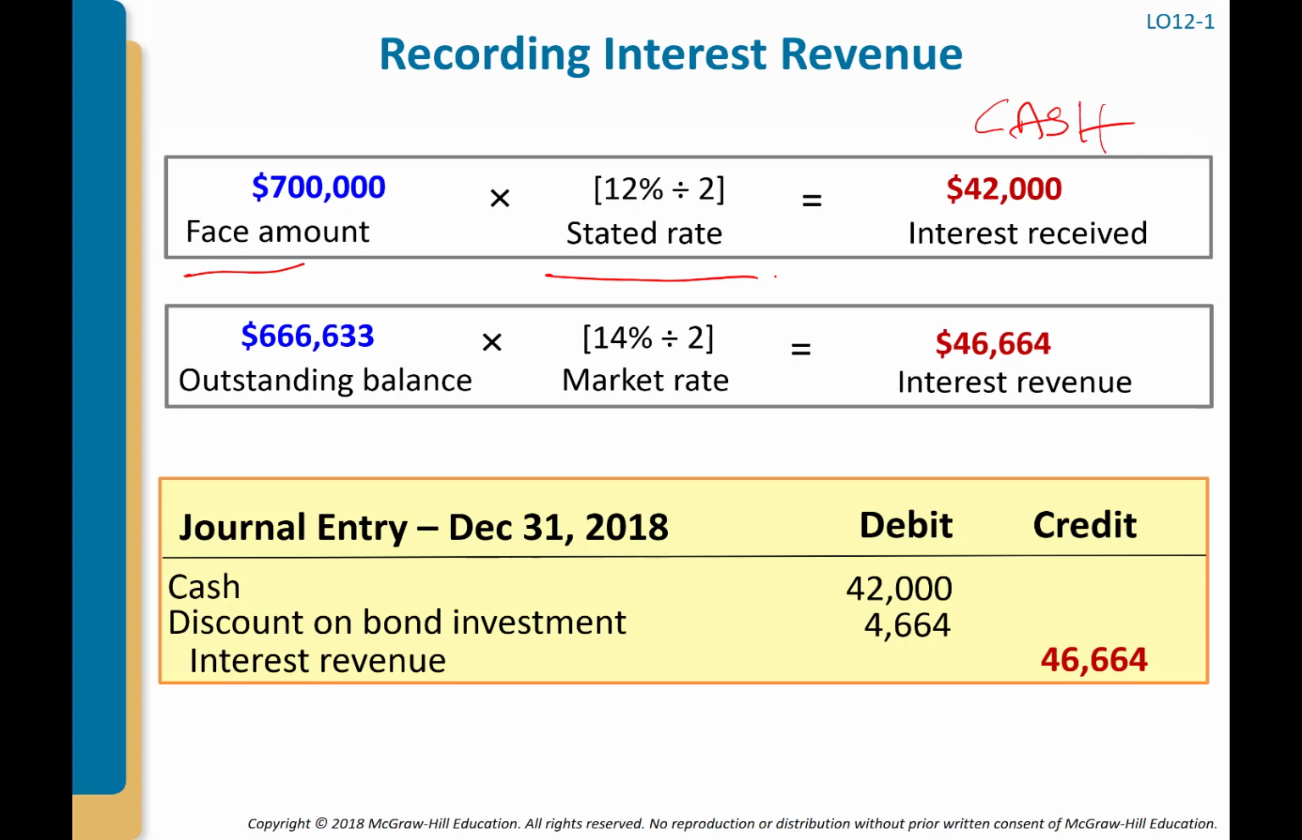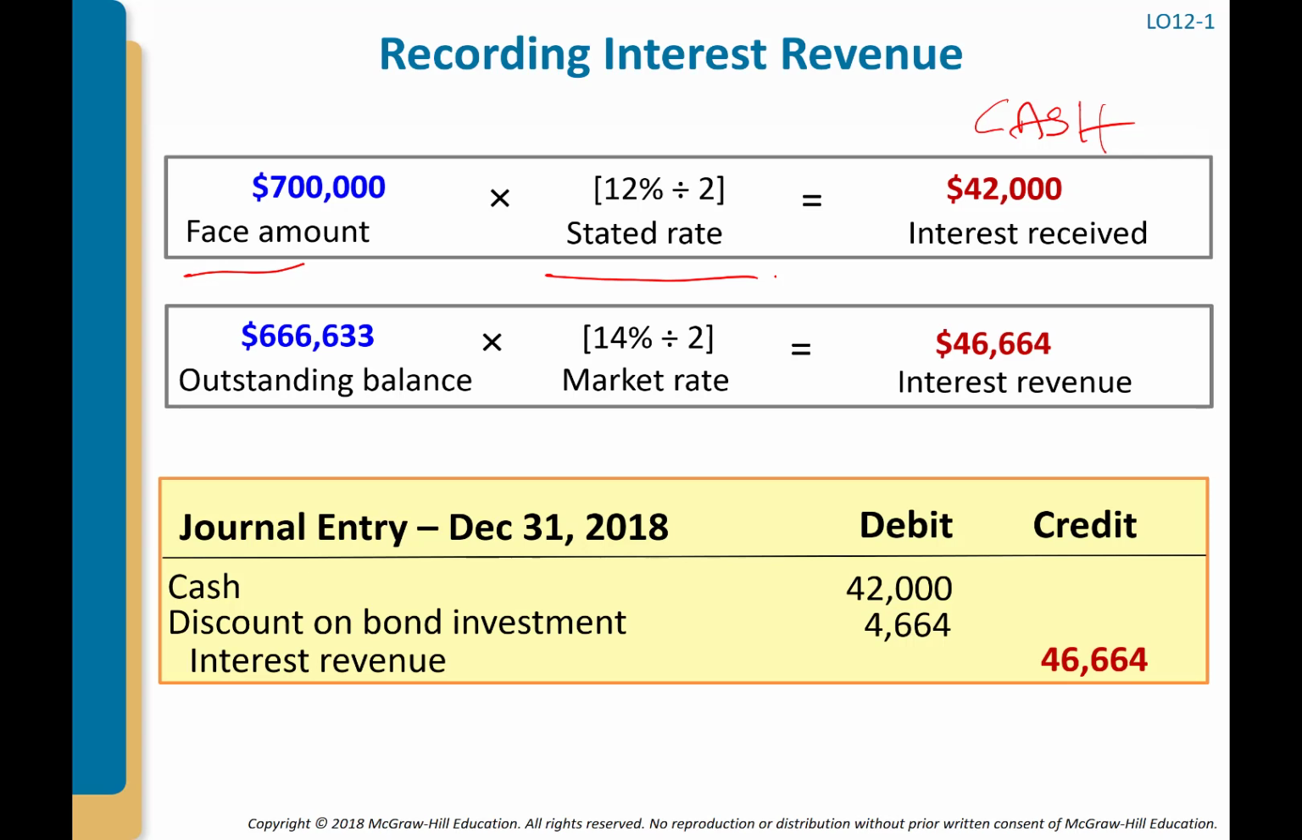Now, if we take a look at this, I'm going to put this up on the board. We're going to have the balance sheet. And before I do the balance sheet, let's just tee up the discount. When I first purchased the bond, I had credited the discount for $33,367. That was my original credit to the bond when I purchased it. Now when you look at this journal entry, they're telling me that I would debit the discount for 664.